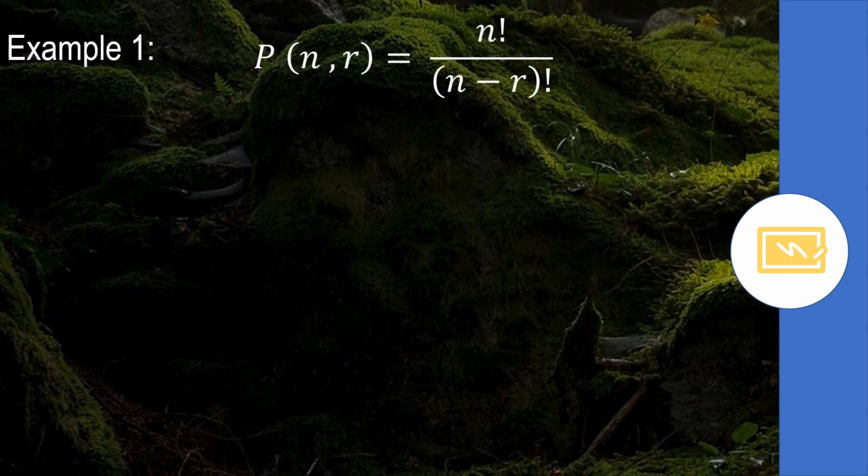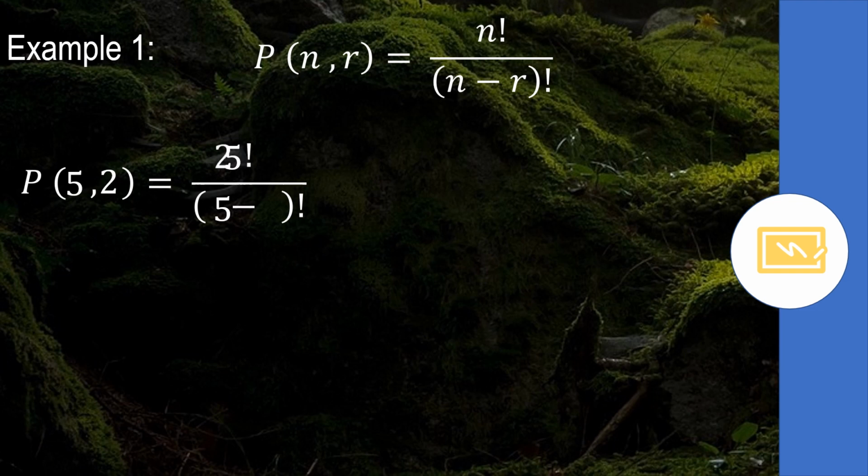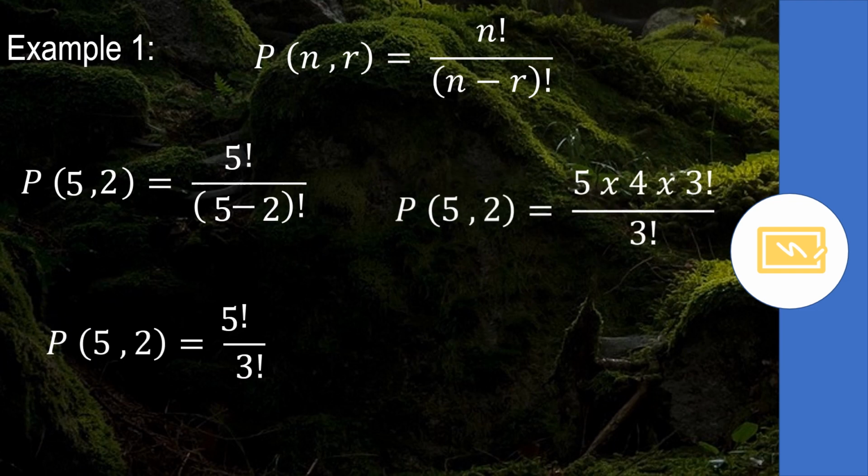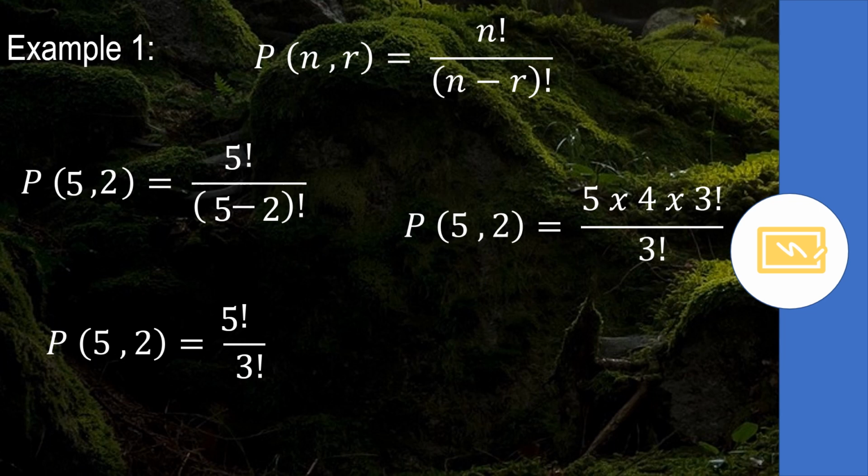Okay, so again, ang formula natin is P is equal to n factorial over n minus r factorial. Substitute lang natin ang mga given. So, ang ating n ay 5, ang ating r ay 2. So, 5 factorial over 5 minus 2 factorial. So, 5 factorial over 5 minus 2 is 3. So, simplify lang natin yan. 5 times 4 times 3 divided by 3 factorial.